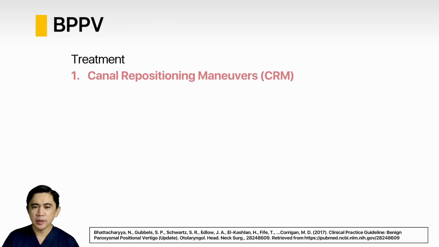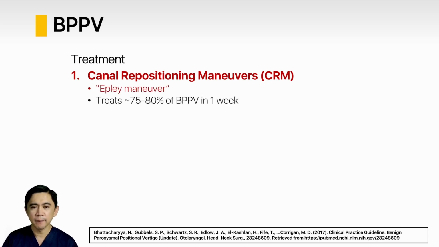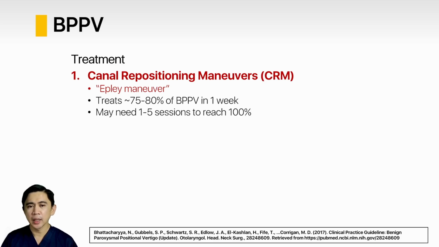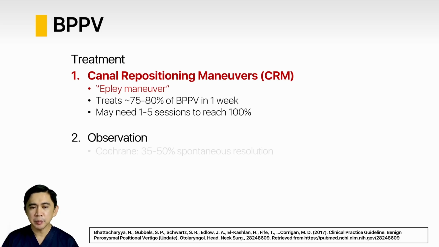Treatment for BPPV is by using the Canal Repositioning Maneuver or CRM. Sometimes they call it the Epley maneuver. This will treat 75 to 80% of BPPV patients in a week, but it may need 1 to 5 sessions to reach 100% cure. Other treatment includes observation, as BPPV has a 35 to 50% spontaneous resolution according to Cochrane.